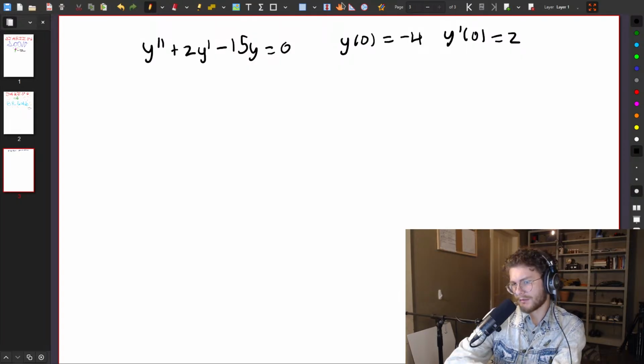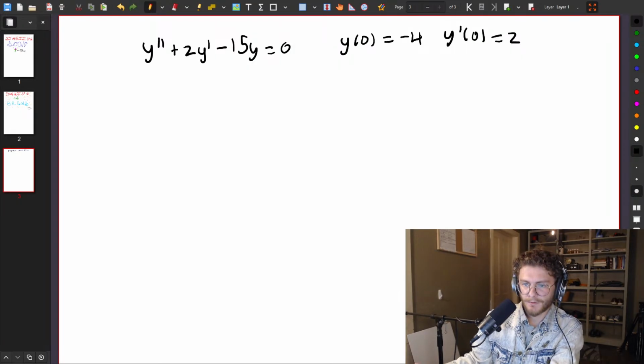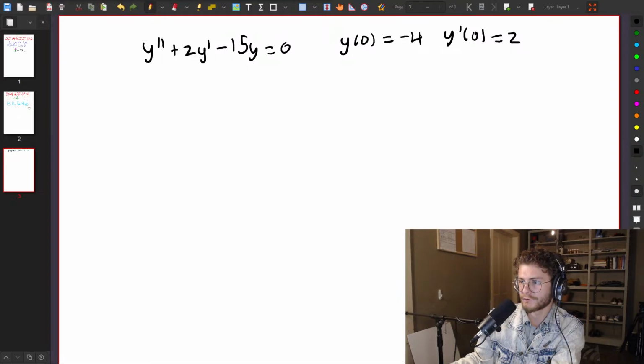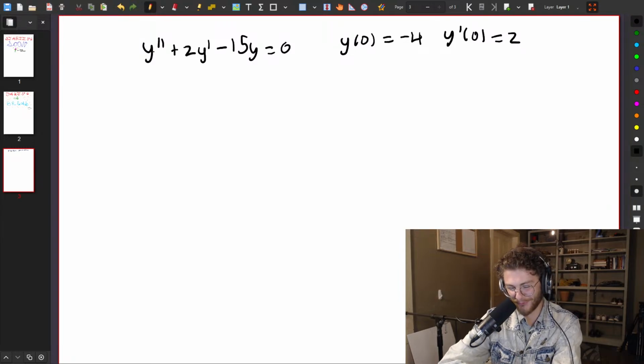Now we have to find, firstly, y, the transformed version. So we're going to transform all this stuff. Let's start with y double prime. Y double prime is going to be s squared times y of s minus s times y naught, and then minus y prime naught, which is 2.